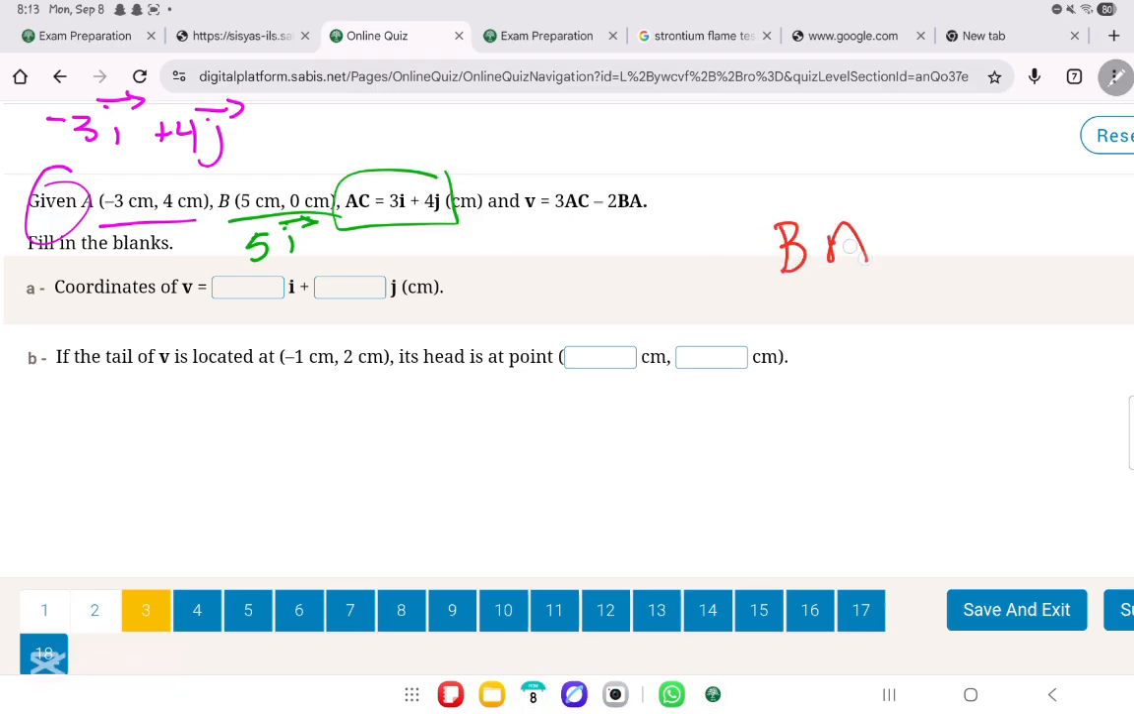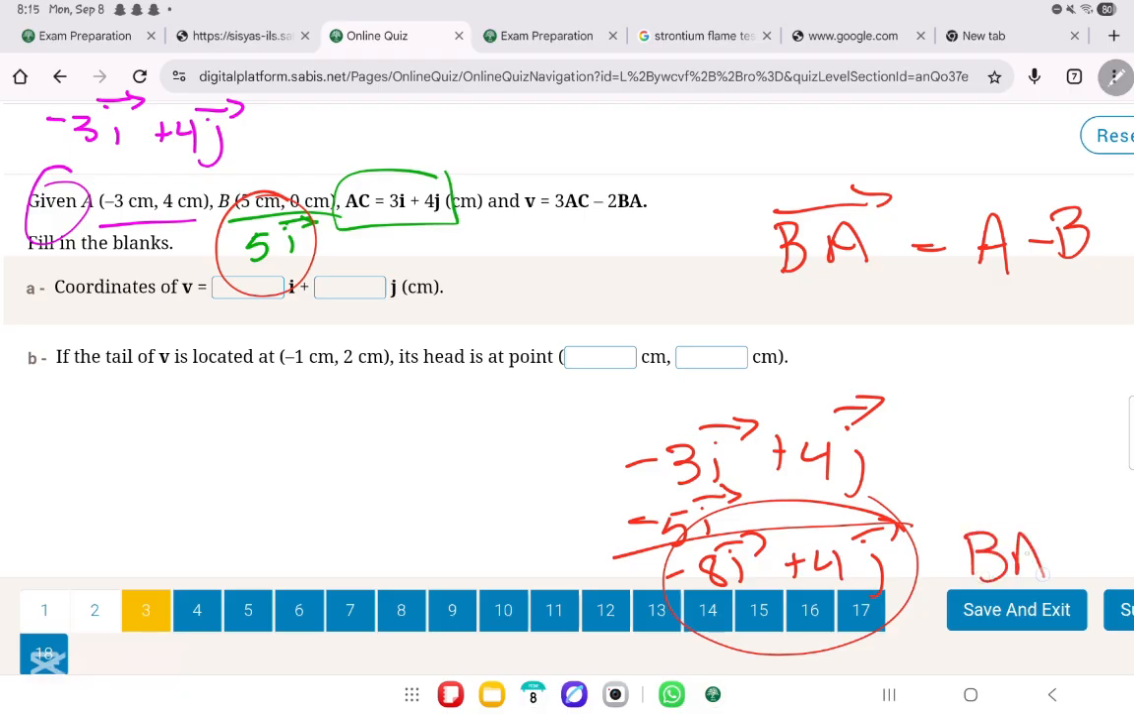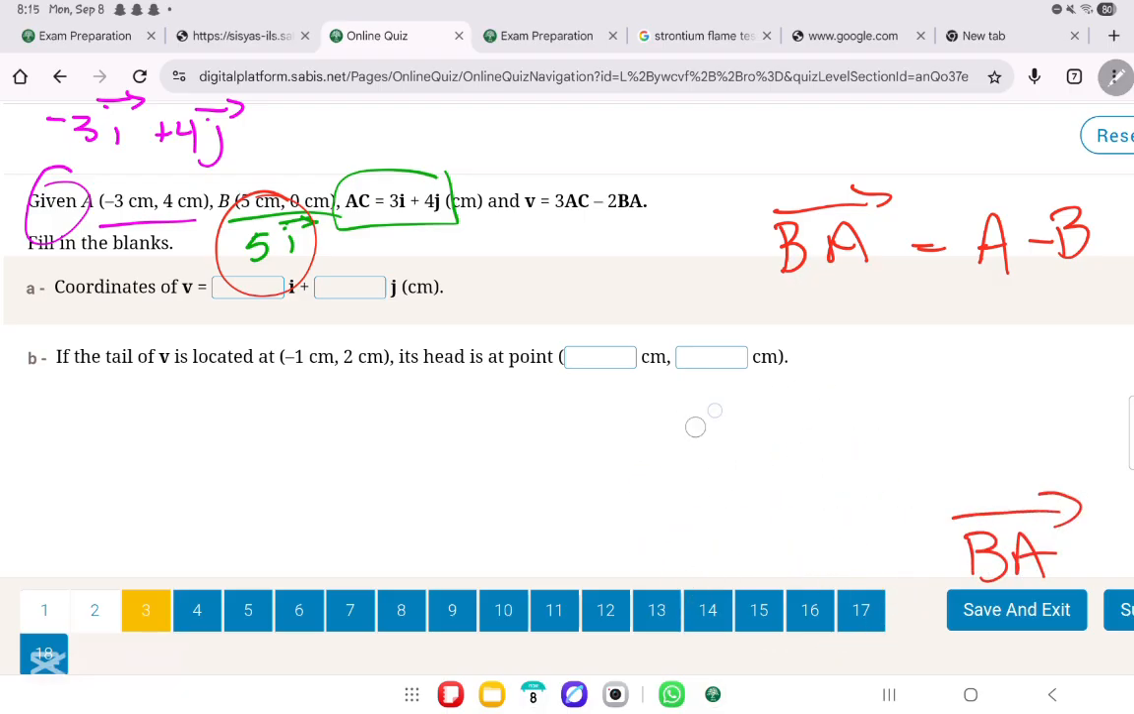Very simply, in order to find the vector BA, the only thing we need to do is A minus B. So, what's A in this case? A is minus 3i plus 4j. And we're going to subtract B from it. What's B in this case? B is 5i, so minus 5i. What will we get? We will get minus 8i plus 4j. So this is the vector BA, okay? Perfect. Now we have the value of the vector BA. It is minus 8i plus 4j.